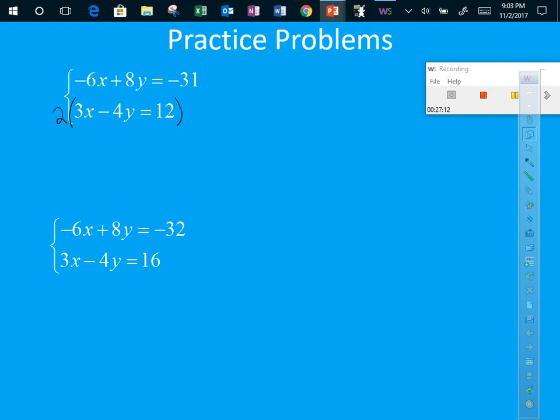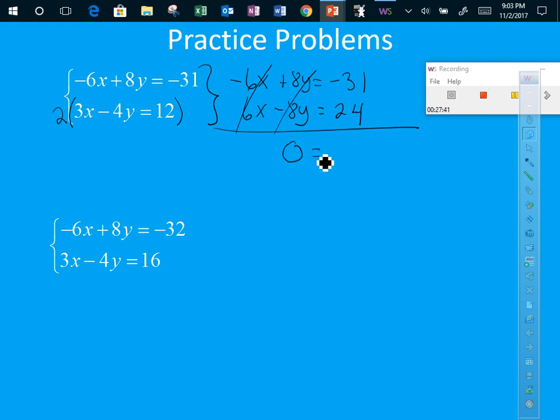My top is negative 6. My bottom is positive 6, so we're good. Leave your top alone and get negative 6x plus 8y equal negative 31. The bottom becomes 6x minus 8y equal 24. Check out what happens when we add them. That's a 0 and that's a 0. So I've got 0 equal negative 7.